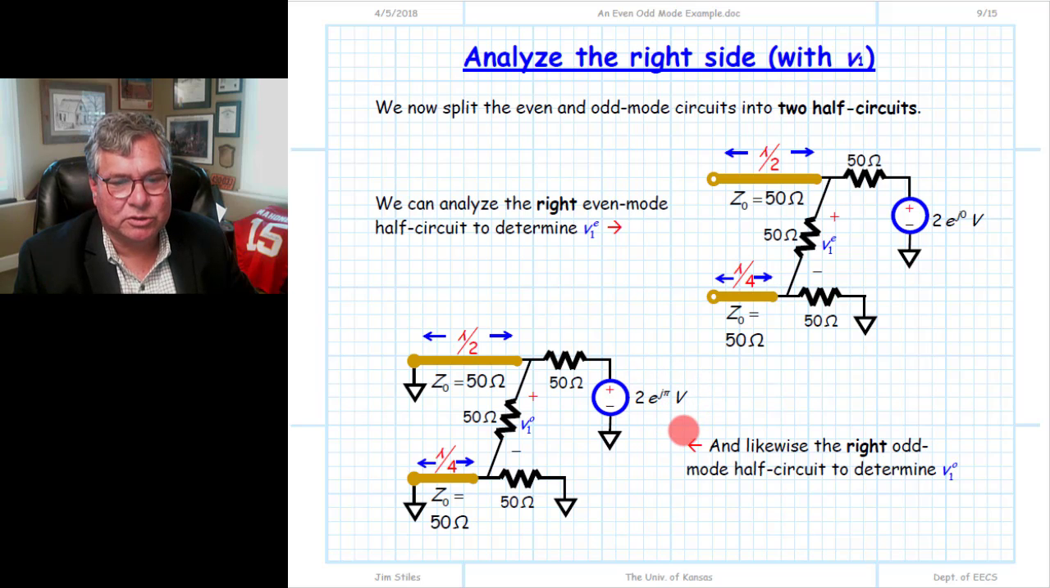Remember, this voltage source on the right side is the odd mode voltage times -1, shifted by pi radians, or 180 degrees. So make sure that you get the right voltage source here for the odd mode. Again, for the even, it's e to the j 0. For the odd, it's e to the j pi. And again, that's a mistake that sometimes students will make, so be careful when you set that up.